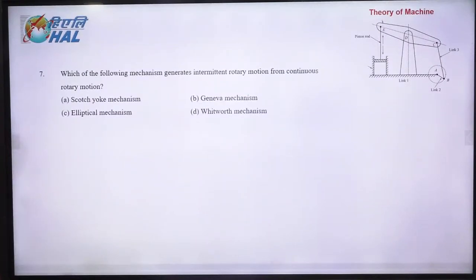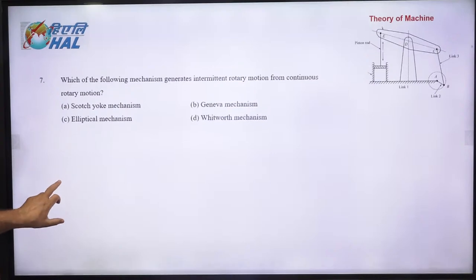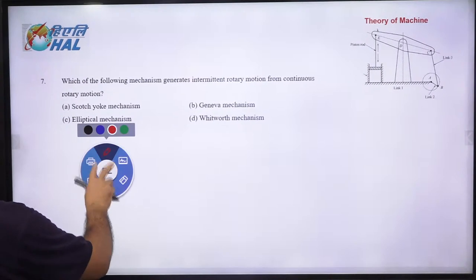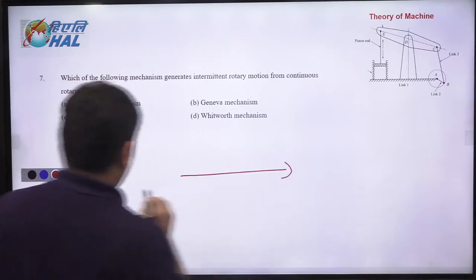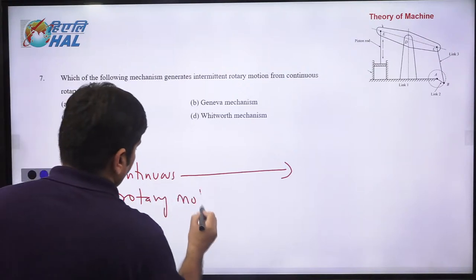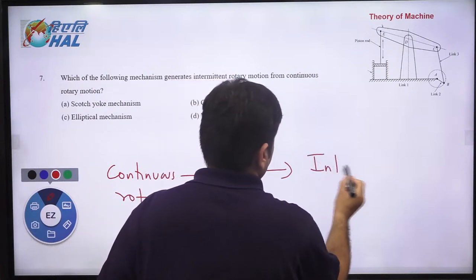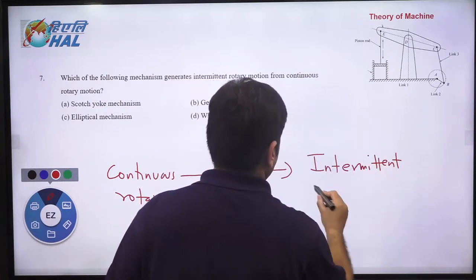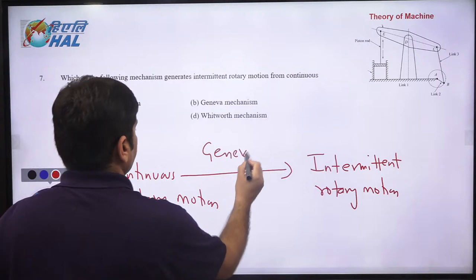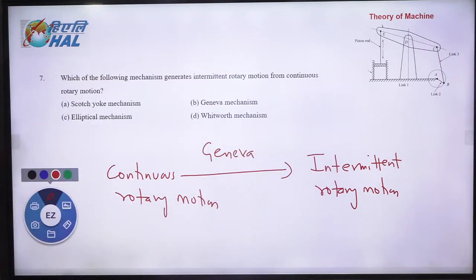Okay. Which of the following mechanisms will generate intermittent rotary motion from continuous rotary motion? Continuous motion transferred to intermittent rotary motion. It is very, very important. If I give you one link with continuous rotary motion, I get intermittent motion. You know what intermittent is? Non-continuous rotary motion. Which mechanism is that? The answer is the Geneva mechanism. So the Geneva mechanism converts continuous rotary motion into intermittent rotary motion.